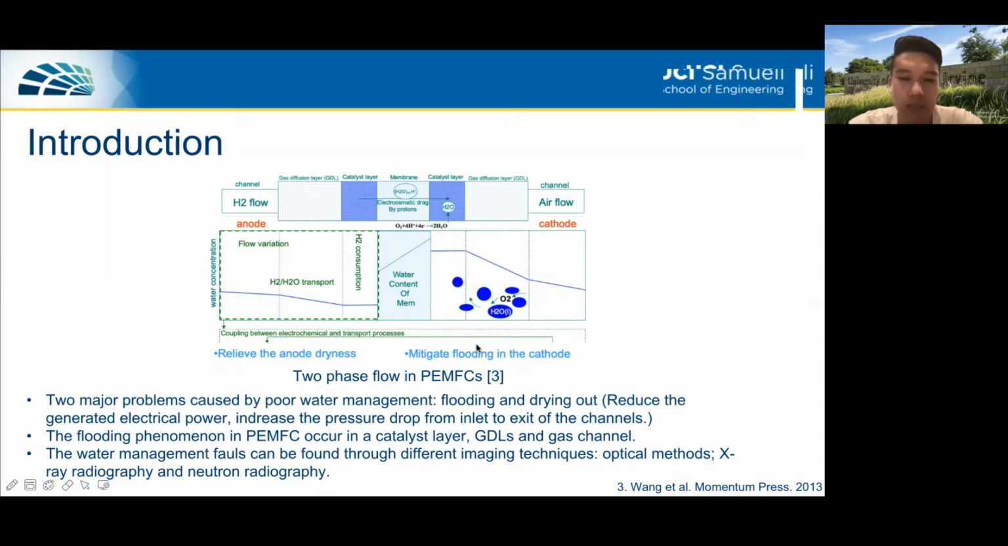And there are some methods that have been proposed to detect the water content in the operating PEM fuel cells, including the optical methods, the neutron radiography imaging methods, and the X-ray radiography methods. So in this paper, we trained the CNN model to learn the neutron radiography images to get the water content in the PEM fuel cell.